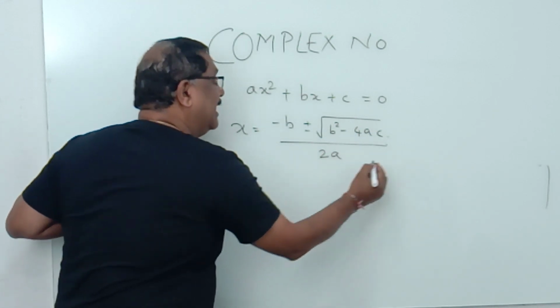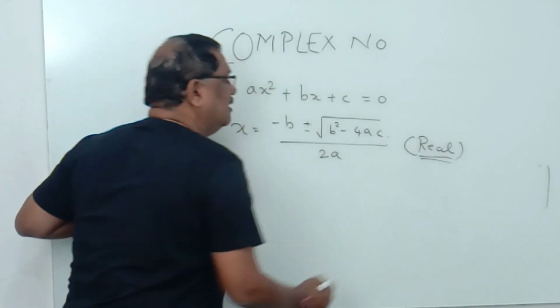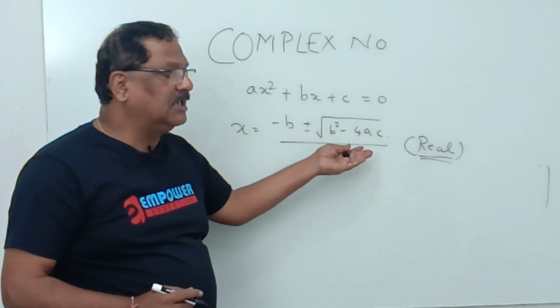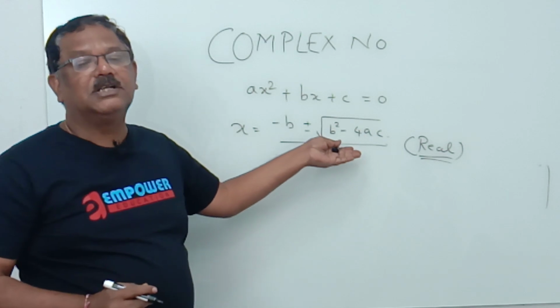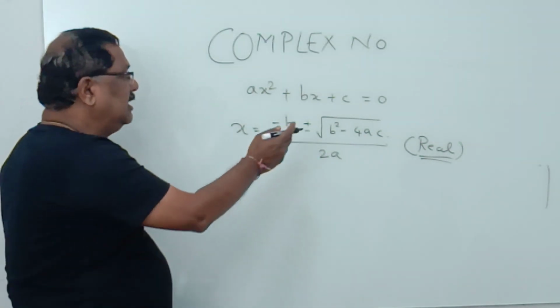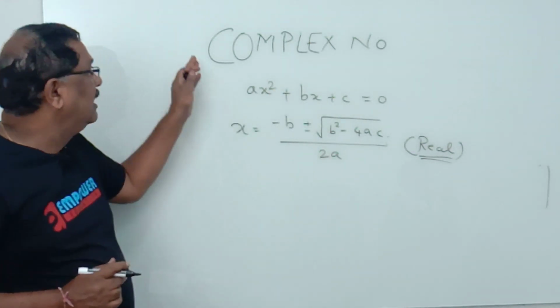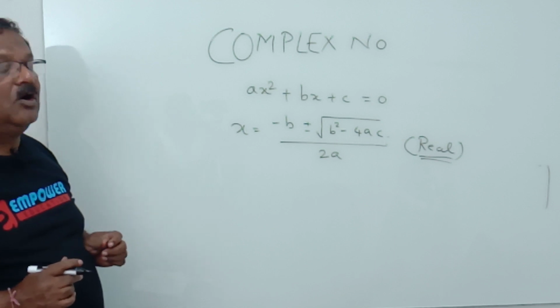And the roots that you take are real only. What do you mean by real roots? It means whatever you have under root b square minus 4ac, you are taking as positive. Further, if this is negative, then the roots are imaginary, and that comes under the topic, you can say, complex number.